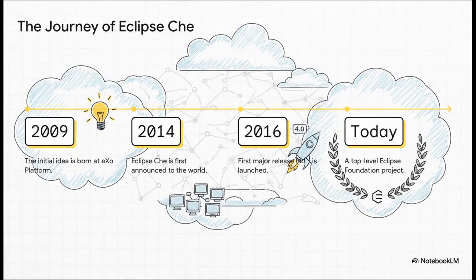Believe it or not, the core idea for this kind of cloud-based IDE goes all the way back to 2009. It took a while to bake, but in 2014, it was officially announced as Eclipse Che. The first major release hit in 2016, and today, it's a top-level project at the Eclipse Foundation. And that tells you a lot about how mature and stable this thing really is.